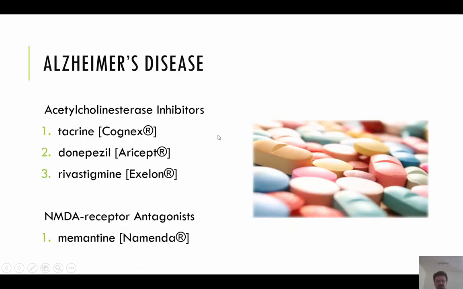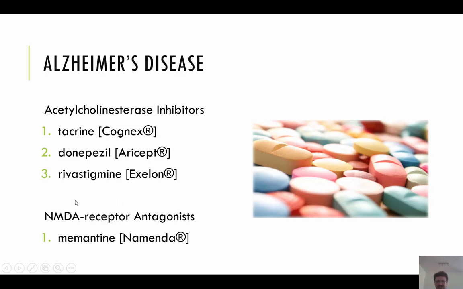Some of the drugs that we do use and have some effect at slowing the progress of the disease are acetylcholinesterase inhibitors. Acetylcholinesterase breaks down acetylcholine. So an acetylcholinesterase inhibitor stops the breakdown of acetylcholine and therefore promotes the amount of acetylcholine in the brain. And that seems to slow the progress of Alzheimer's disease.